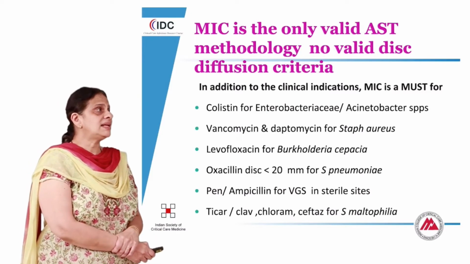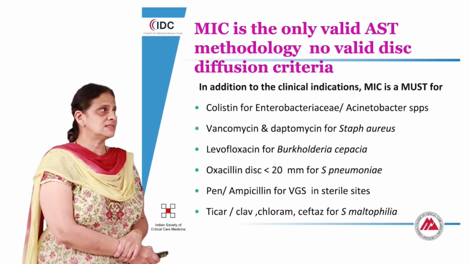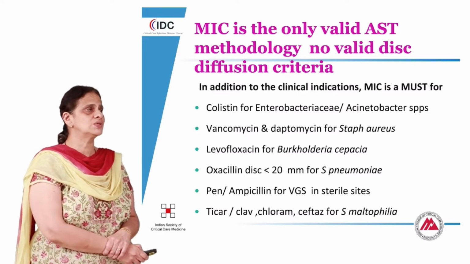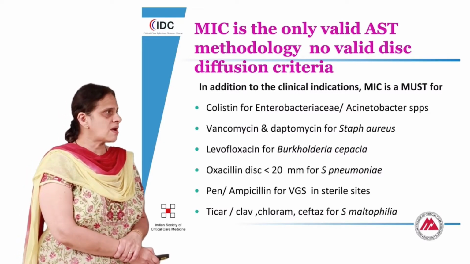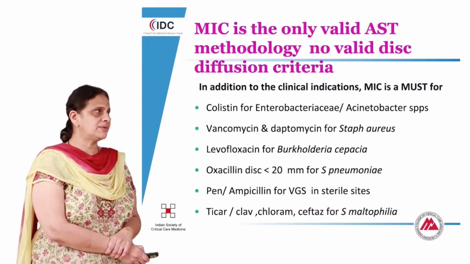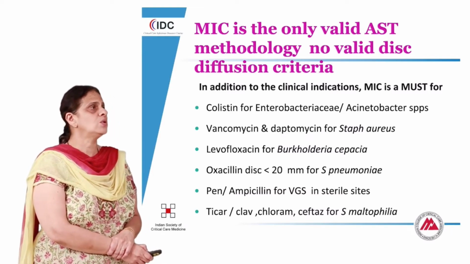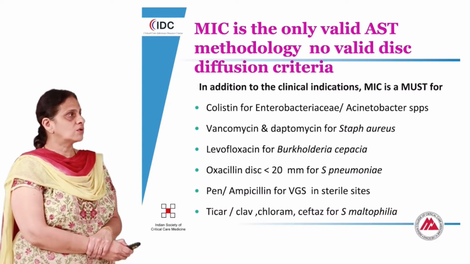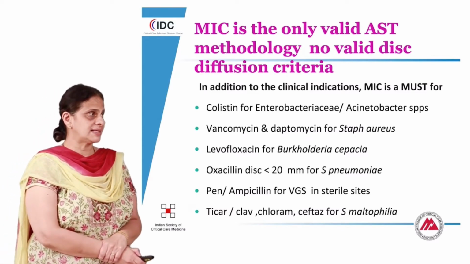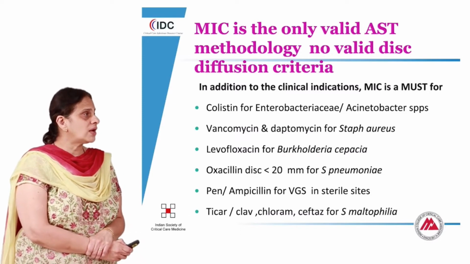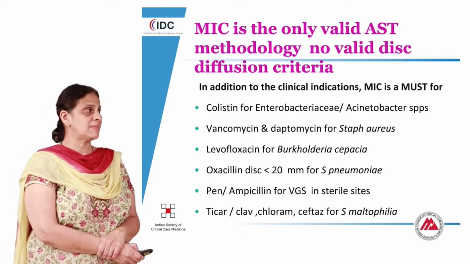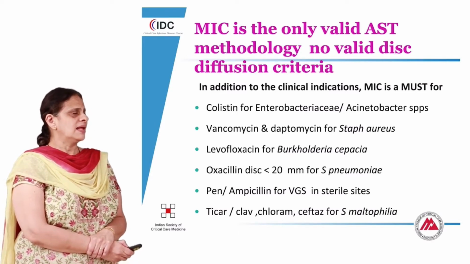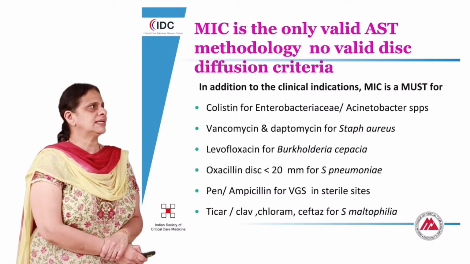MIC is the only valid AST methodology in certain situations, and we need to remember this, that there are no valid disk diffusion criteria here. For example, colistin for Enterobacteriaceae and Acinetobacter, there are no disk diffusion criteria available. We have to do MICs for colistin and say E. coli, Kleb and Acinetobacter. Similarly, we need to do vancomycin and daptomycin MICs for Staph aureus, levoflox for Burkholderia, and I'll be discussing the rest subsequently.